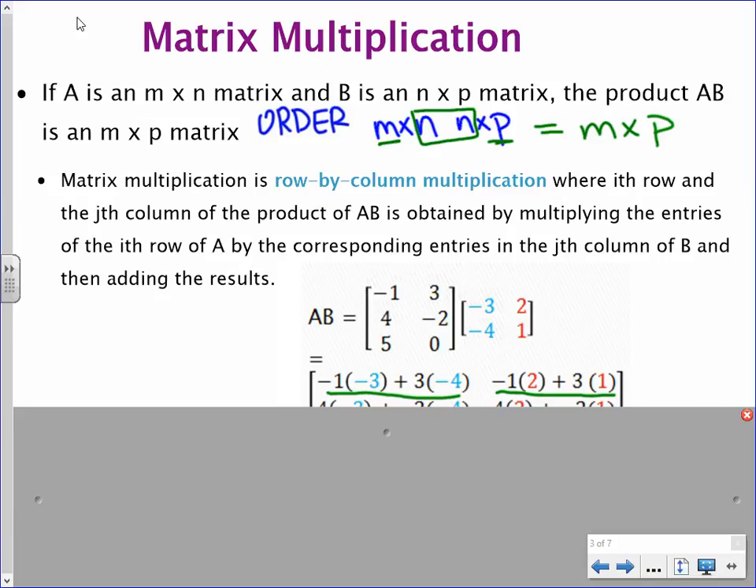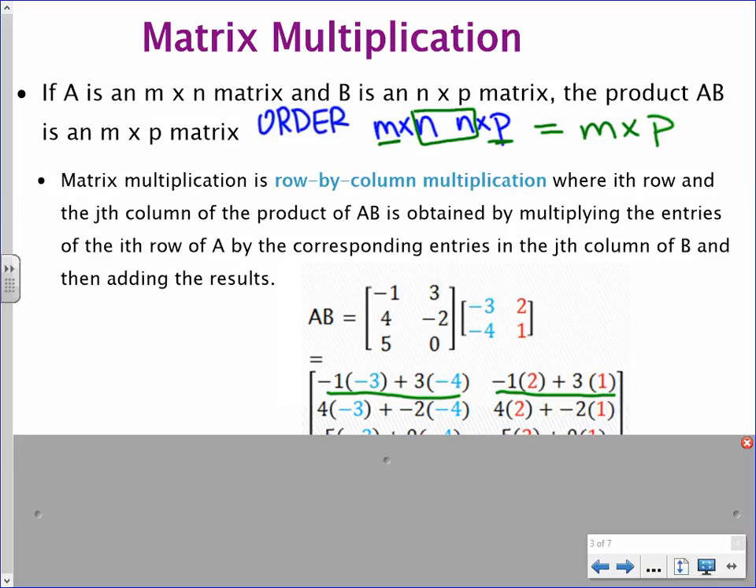You're going to multiply your first row times each of your columns. Once we get to the last column, then we can move to the second row. So that's what we're going to do. We're going to take the second row times the first column, and we're going to put that number here in the second row, first column. Okay. We're going to match up pairs of numbers, so 4 times -3 plus -2 times -4.